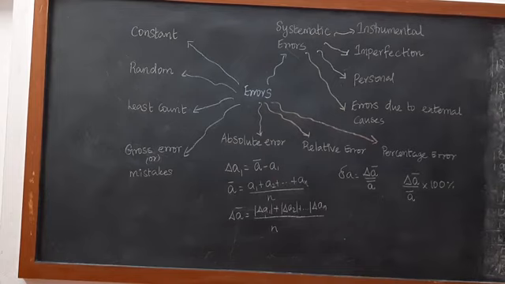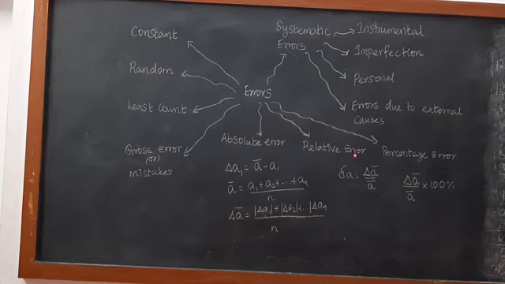And the next one is the mean or final absolute error. So delta A bar is equal to the sum of all those absolute errors, that is, modulus delta A1 plus delta A2 plus up to delta AN, divided by N. That will give the mean or the final absolute error.